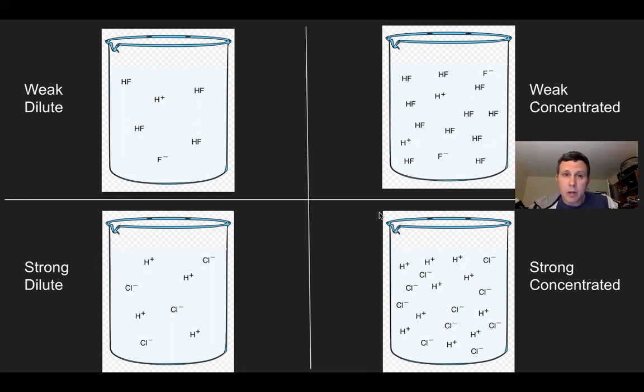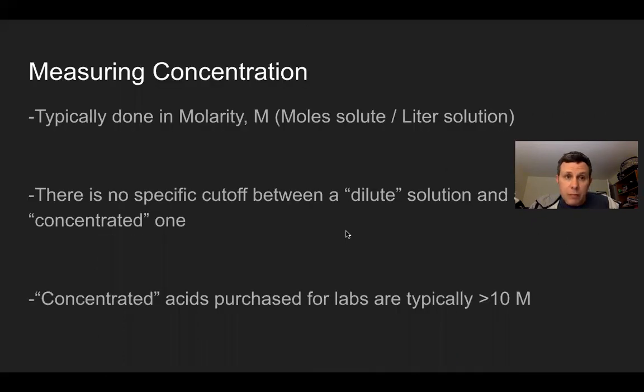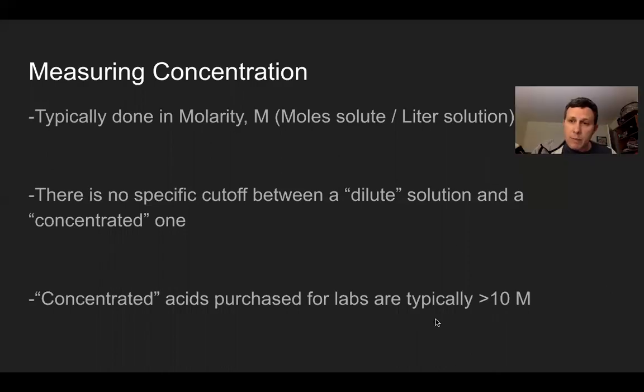But anyway, this chart breaks it down pretty well. Just make sure you understand how this all works. Concentration we've talked about before, the way we measure it typically with molarity, moles per liter. Again, there's no cutoff between when it becomes dilute and concentrated. And when we buy acids from the laboratory, most of the acids we get come in bottles that are over 10 molarity, because they don't want to ship a lot of water if they don't have to, and then we dilute them down to the safe concentrations we use in class. And that's sort of how that works.